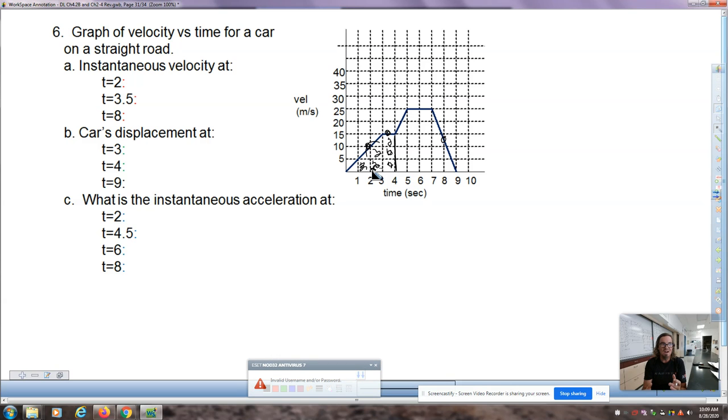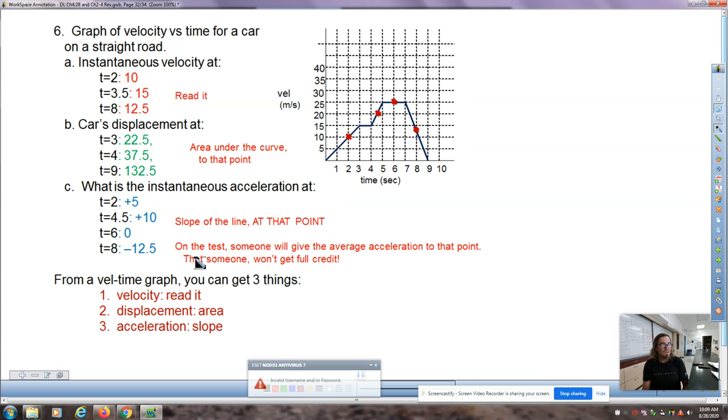Okay. So if I said 7.5, yeah, I'm going to need a calculator. I hope you're going to use your calculator for your test. To find out that area up to 4, I've got it on the next slide: 37.5. Then the last thing is, what is the instantaneous acceleration at these different times? Remember that instantaneous acceleration means that you're finding the slope of that particular line. You're not finding, for example, at t equals 8, the average acceleration by connecting these and finding that slope, right? Don't do that. This is not what we have.